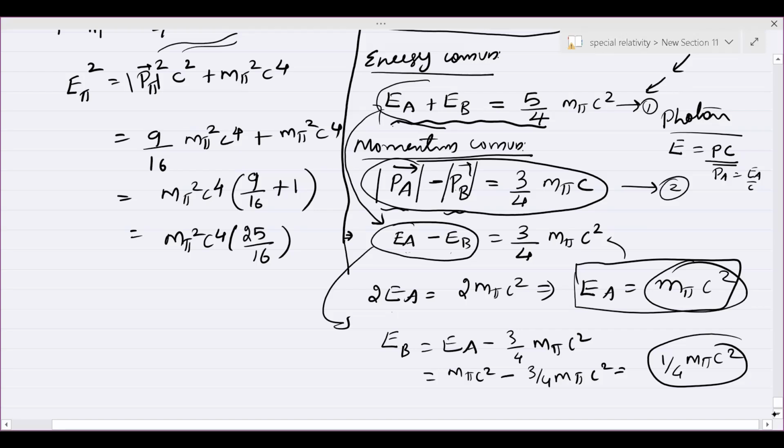Even if you don't know anything, just start by writing the energy conservation and momentum conservation and see if you can use some of the relations that you have used. And if you play around a little bit, finally you'll come to the correct answer.